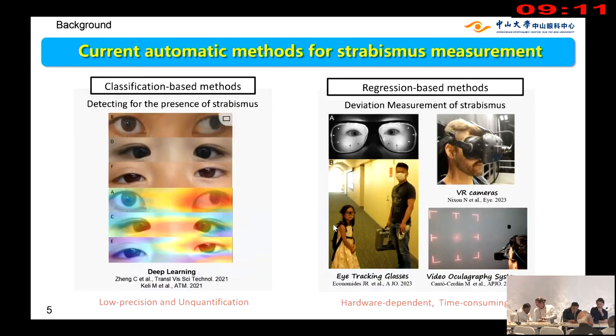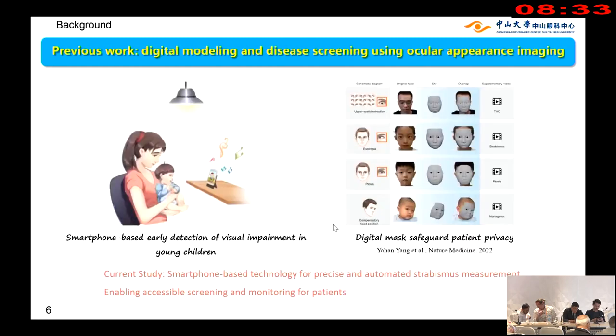Several studies have developed automatic methods for strabismus measurement. The classification-based method, which uses simple RGB images as input and employs deep learning algorithms to determine the presence of strabismus, falls short in achieving high precision quantification. The regression methods, which calculate eye position based on corneal reflections in images, require the use of infrared cameras and additional hardware. Therefore, based on our previous work of digital modeling and disease screening using ocular appearance imaging, we aim to further develop a smartphone-based technology for precise and automated strabismus measurement.